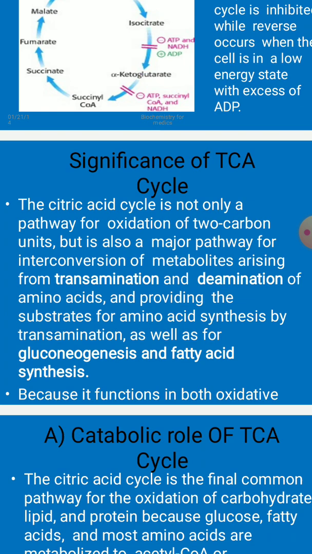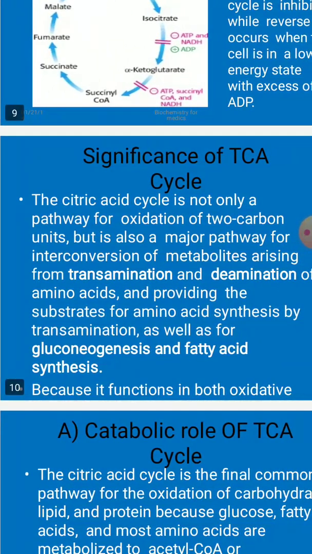So this also provides the substrates for amino acid synthesis by transamination. These intermediates of TCA can also act as precursor or substrate molecules for the synthesis of amino acids by transamination, as well as for gluconeogenesis, as we have seen in the TCA cycle while discussing oxaloacetate. The oxaloacetate formed enters the gluconeogenesis pathway and fatty acid synthesis. You can also come across the acetyl-CoA molecule, which can enter fatty acid synthesis, ketone body formation and cholesterol biosynthesis, because it functions in both oxidation and phosphorylation reactions.